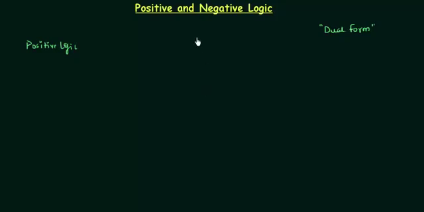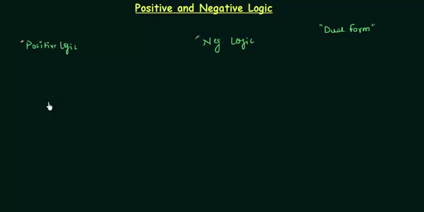On the left hand side, I will explain positive logic, and on the right hand side I will explain negative logic. You already know about positive logic because we were dealing with positive logic till now, so I will complete it quickly and we will compare positive logic with negative logic, and finally we will solve a few examples. So let's start with positive logic first.